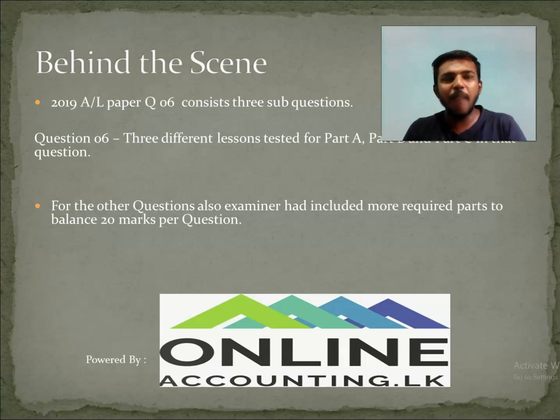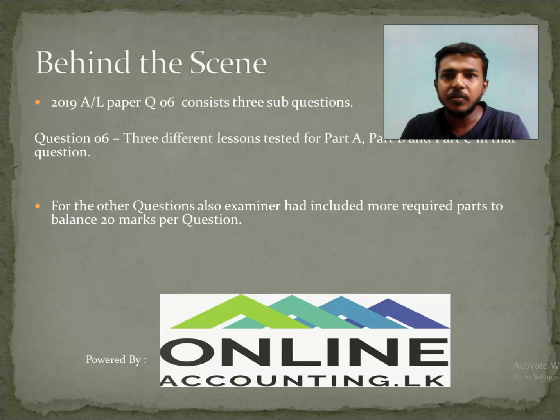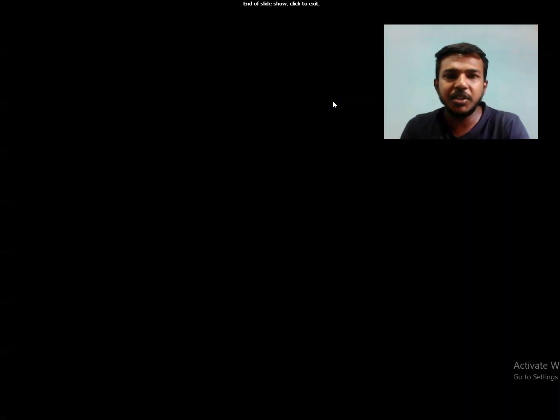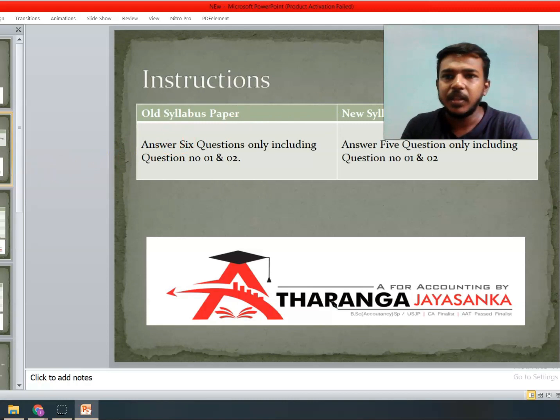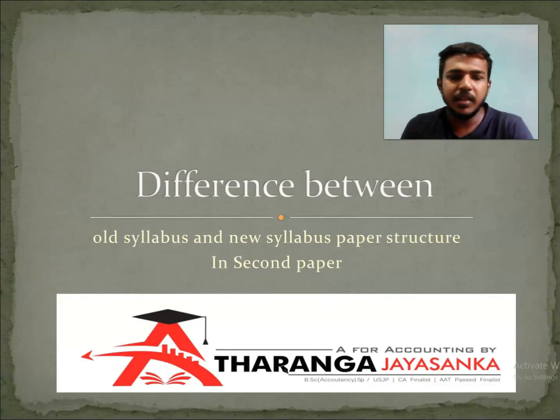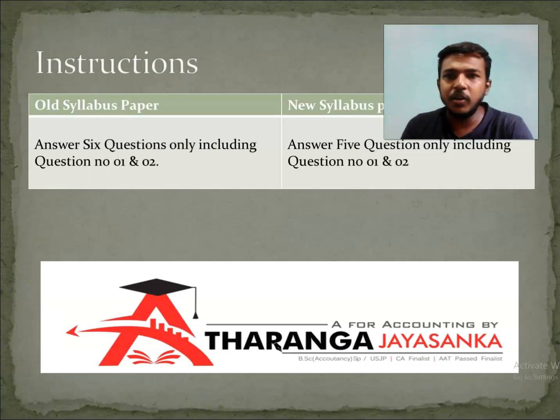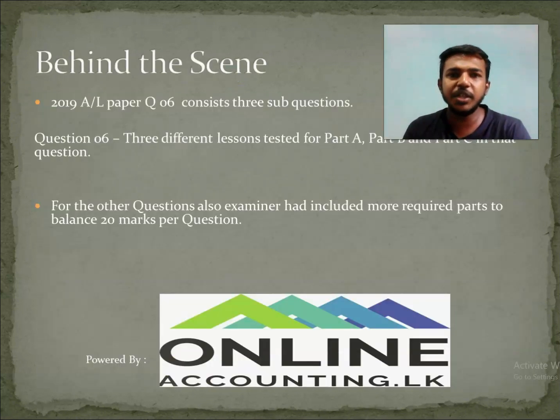That's why, to balance that, as I told you in the first slides, the questions were reduced from 6 to 5. The reason for reducing the questions from 6 to 5 is that for 5 questions the content was much bigger than in the old syllabus paper structure questions. Right? So I hope you all understood it.